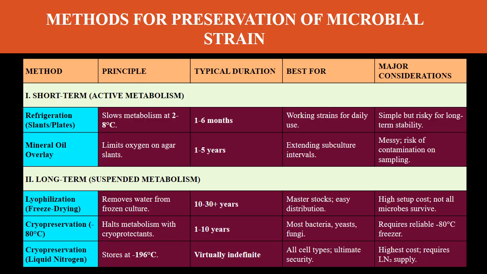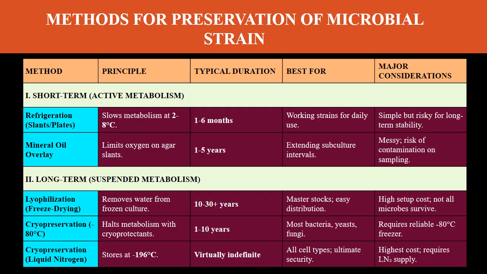Next are the long-term methods. The first method is lyophilization, whose principle is removing water from frozen culture. It has a typical duration of 10 to 30 plus years. It is best for master stocks and easy distribution. The major considerations are that it has a high setup cost and not all microbes survive.